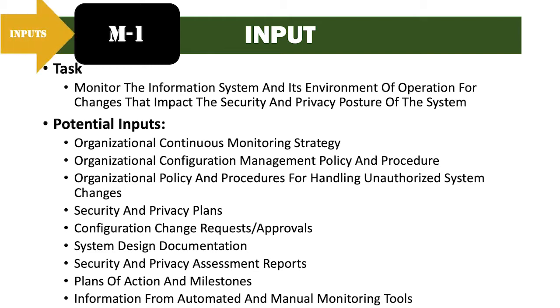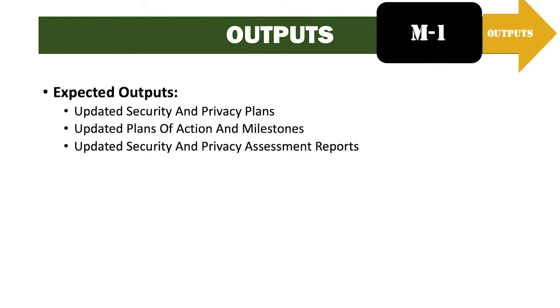It's got a lot of potential inputs: the organizational continuous monitoring strategy, the organizational configuration management policy and procedure, organization policy and procedures for handling unauthorized system changes, security and privacy plans, configuration change requests and approvals, system design documentation, security and privacy assessment reports, plans of action and milestones, information from automated and manual monitoring tools. There are some expected outputs. They include updated security and privacy plans, updated plans of action and milestones, and updated security and privacy assessment reports.